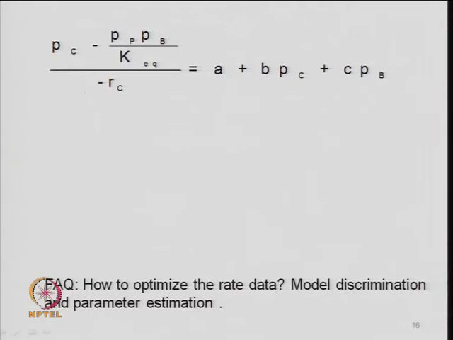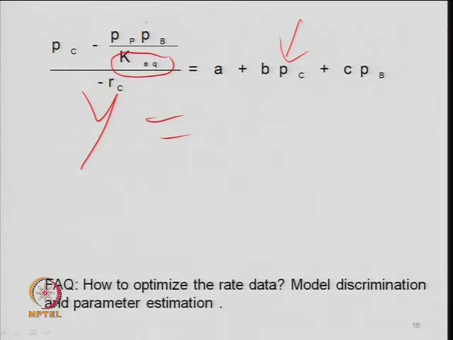So, this is y, and this is a + b P_C + c P_B. So, how to do the experiment now? You have to change the partial pressure of C, keeping this constant. At different partial pressures of C, you will have data in terms of rate. In the second set, you change the partial pressure of B, keep this constant, and again measure the rate. So, the rate can be observed experimentally, the partial pressures are known, and this is your thermodynamic equilibrium constant, which you can calculate from the thermodynamics of the reaction.